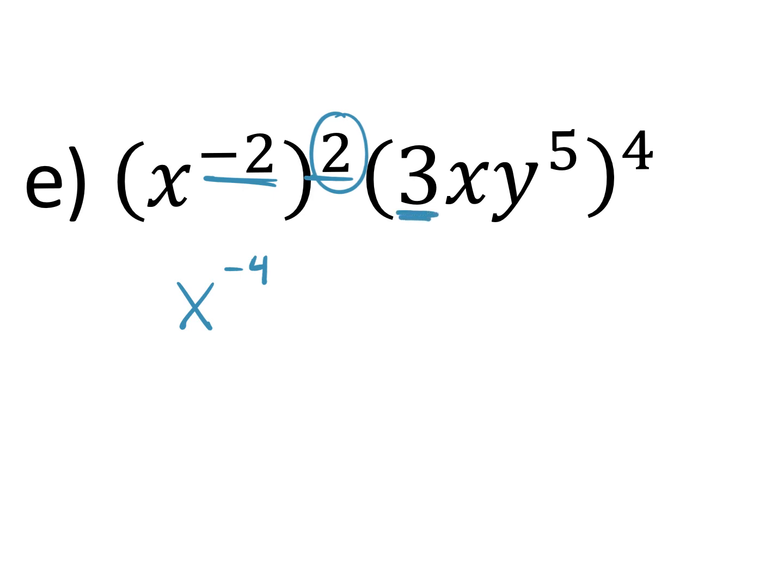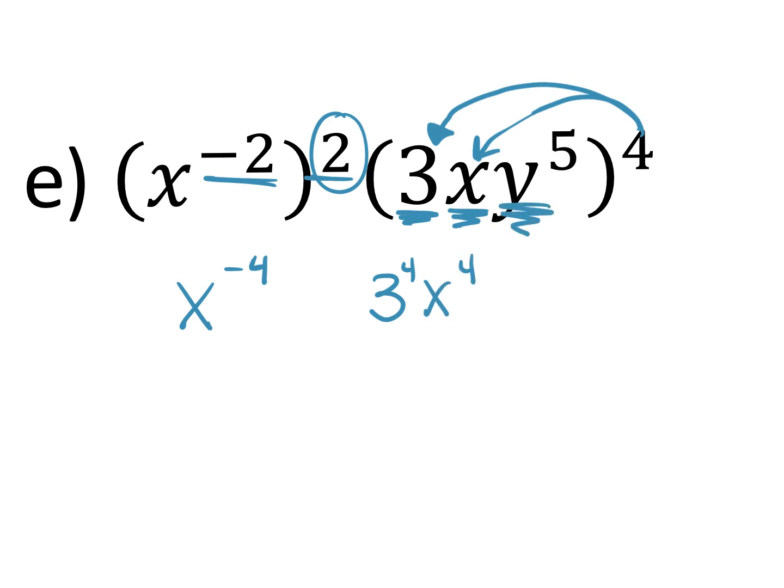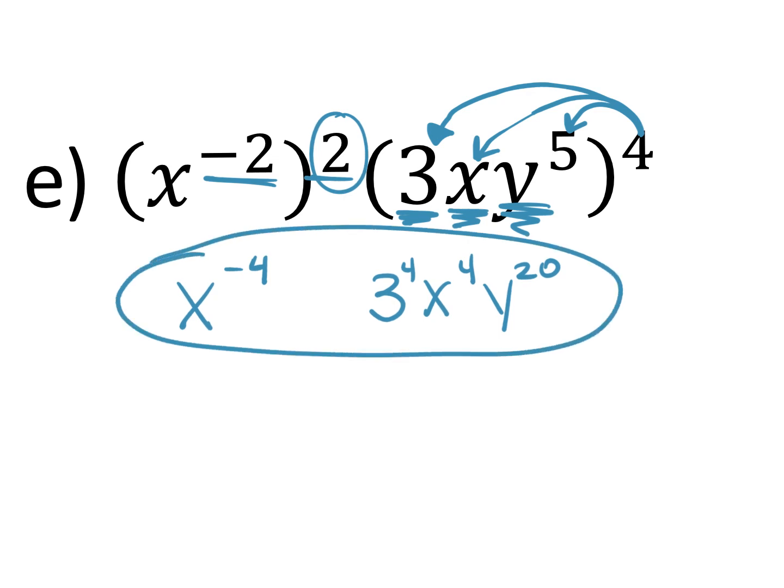What do I do with this 3? Yeah. Take it to the 4th power. We're going to go like this. Okay? 3 to the 4th power. What do you do with the x? Take it to the 4th power. X to the 4th. What do you do with the y to the 5th? You multiply the 5 and 4. You take it to the 4th power, right? A power to a power, you multiply. Y to the 20th. So you have all of this right now.